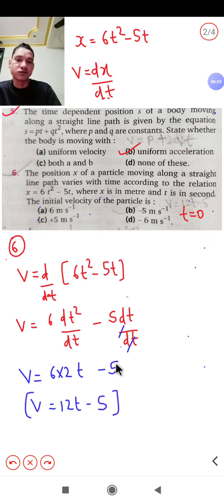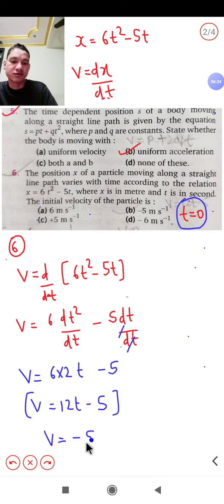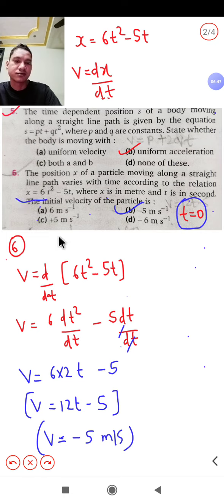Now we need to find out the initial velocity. Initial velocity when time is equal to 0. So if I put t is equal to 0 here, this part will become 0 and I'll get minus 5 meter per second. So this option is correct here. So you need to differentiate the equation and then you need to understand the statement. So there are two parts basically, differentiation and then understanding the statement, and then you can solve such numericals.